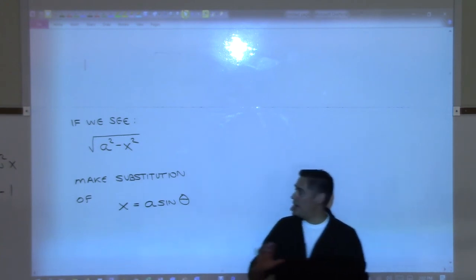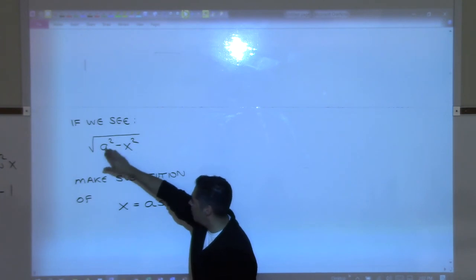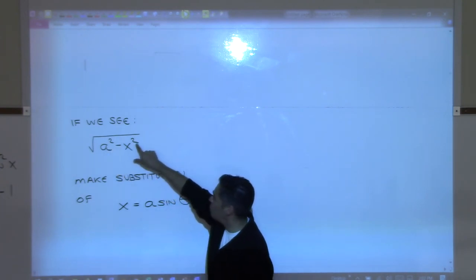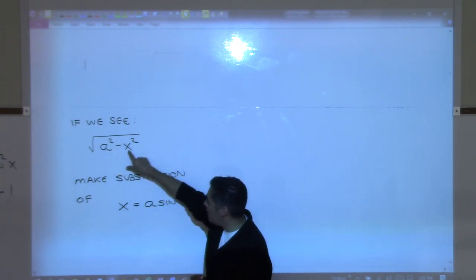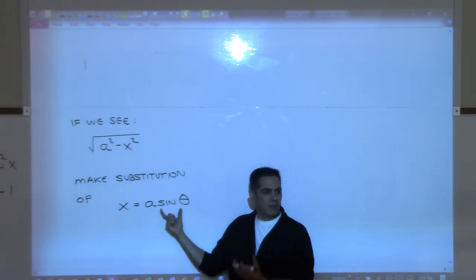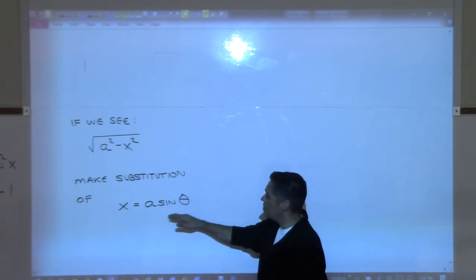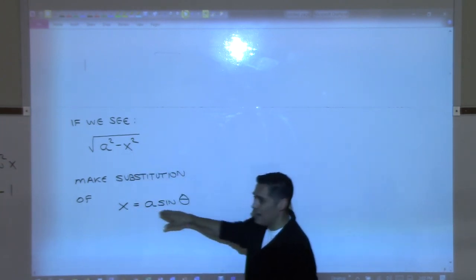Okay. Earlier I said this is going to be weird. What I mean by that is we're going to take an expression that has some number here minus our variable x squared, and we're going to replace the x with a more complicated trigonometric expression. But great things are going to happen.